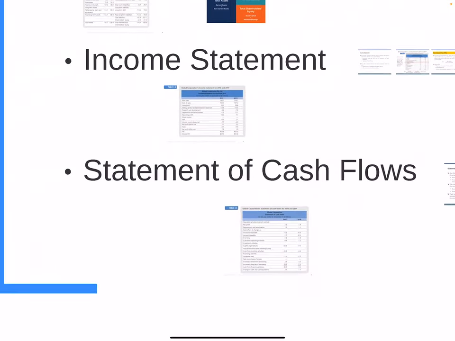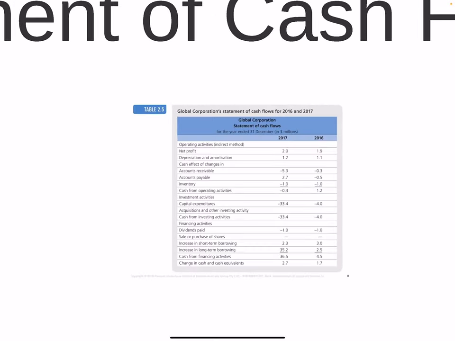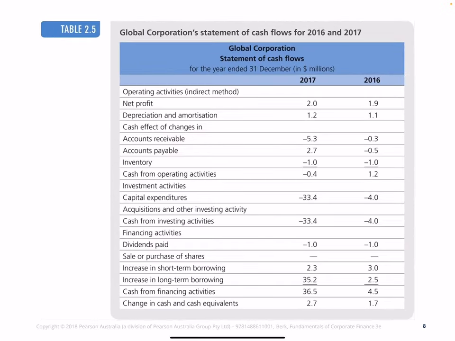All right, so the 3rd statement is the statement of cash flows. Again, we start with an example of a statement of cash flows. It has 3 components: a section for operating activities, a section for cash from operating activities, and a section for investing activities. You may wonder why we would need a statement for just cash flows.